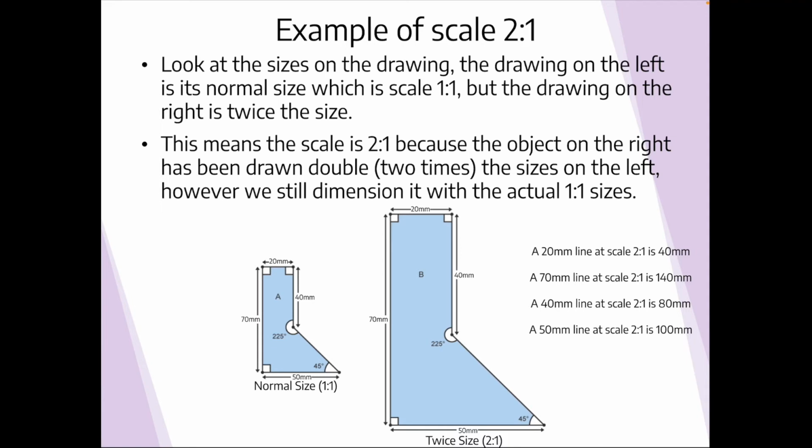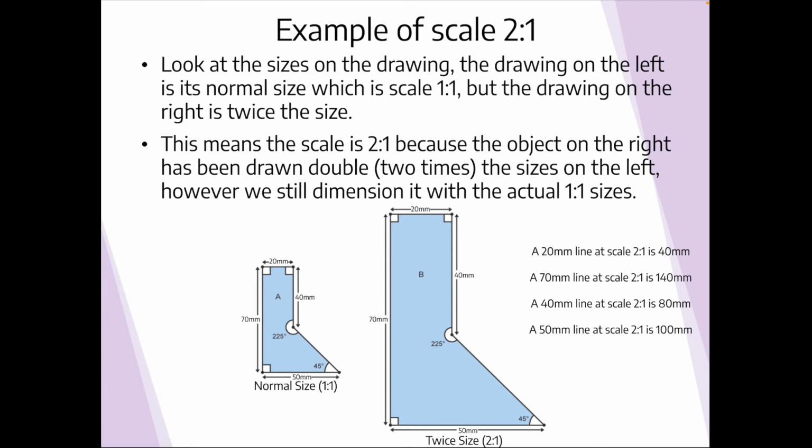So looking at the size of the original drawing, the drawing on the left is the normal size, which is scale 1 to 1. Remember, 1 millimeter in the page equaling 1 millimeter in real life. But the drawing on the right is twice the size, and that's because the scale is 2 to 1, so that's 2 over 1. Because the object on the right has been drawn double, 2 times the size of the one on the left. However, you'll notice that the dimensions on it still remain the same. They still remain with the actual 1 to 1 size.